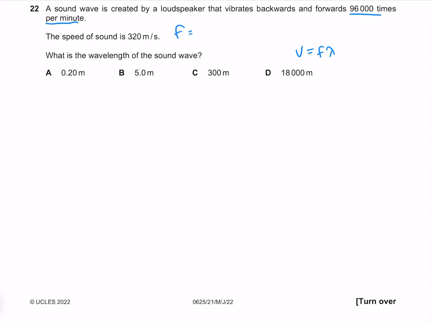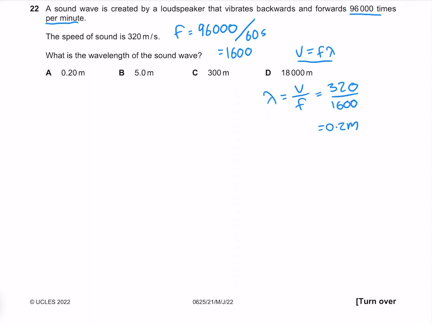In order to fix this, we need to take our 96,000 and instead of dividing it by a minute, we'll divide it into seconds, where there are 60 seconds in a minute. 96,000 divided by 60 gives me 1600. Now to find our wavelength, we need to rearrange this equation by dividing both sides by frequency, which gives us that the wavelength is equal to the velocity divided by the frequency. Our velocity is 320, and our frequency is 1600, which gives me 0.2 meters, so our answer is A.